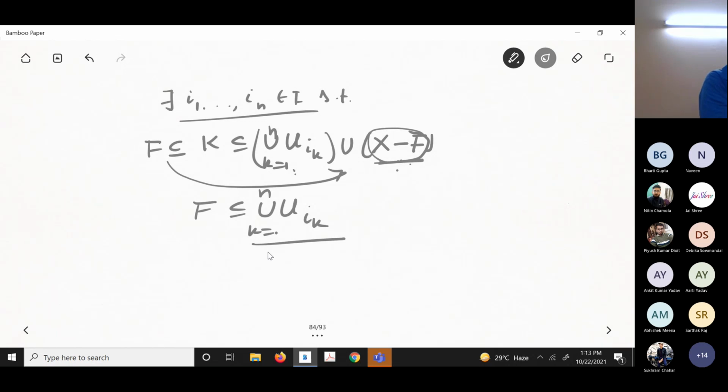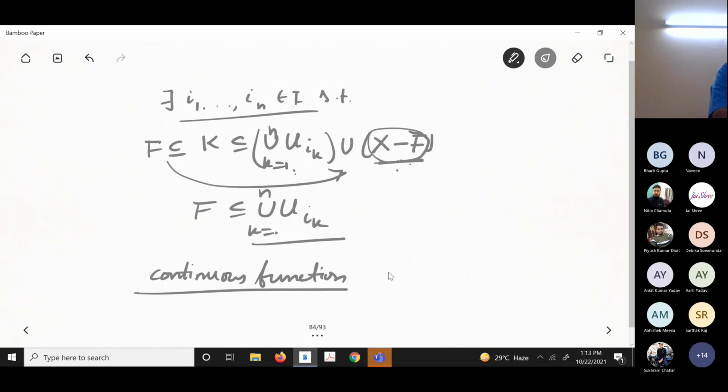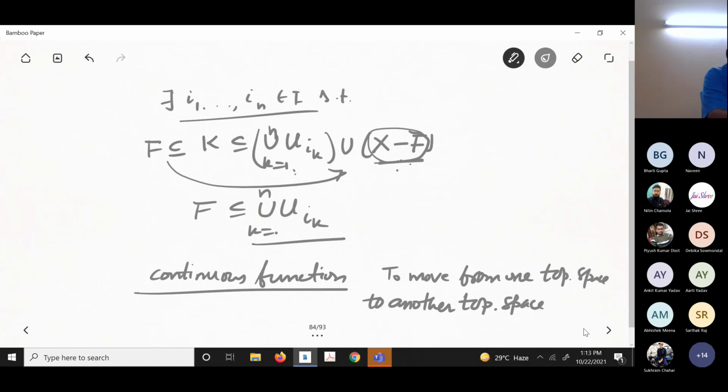Right. Now, so that any closed subset of a compact set is compact. Okay. Next result, how it behaves regarding continuous functions. Look, when I defined continuous function, I said actually it's a vehicle to move from one topological space to another topological space. So that is the thing.